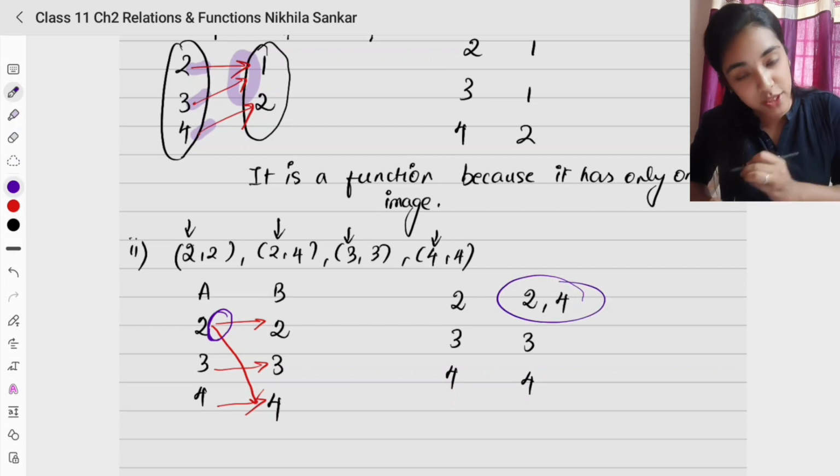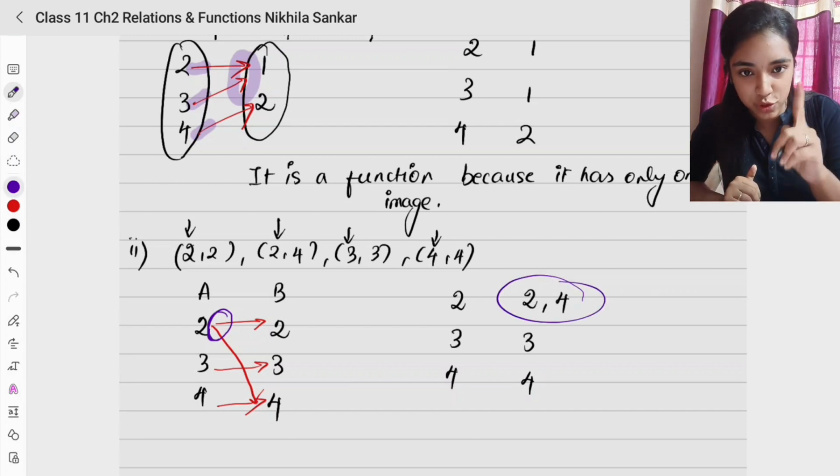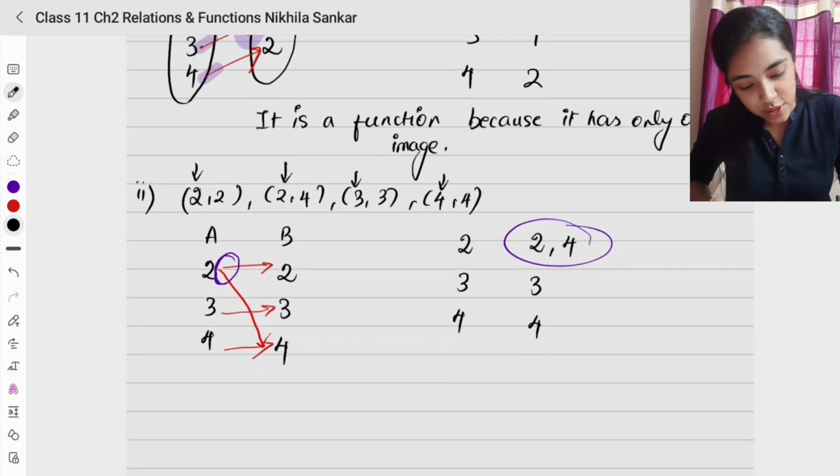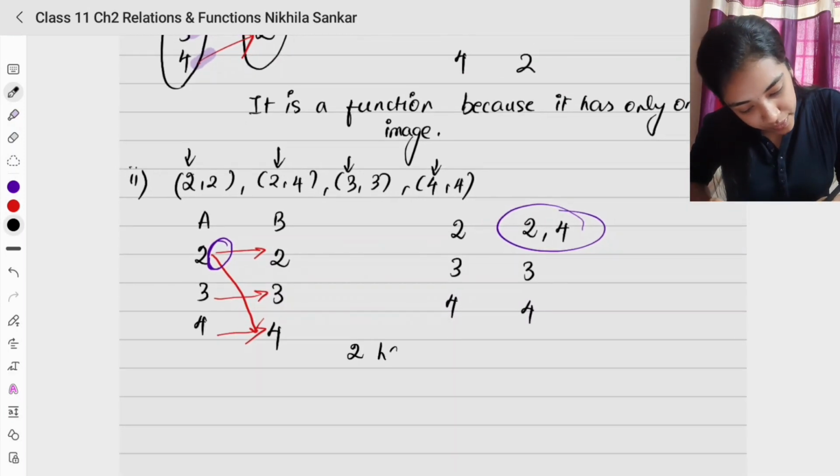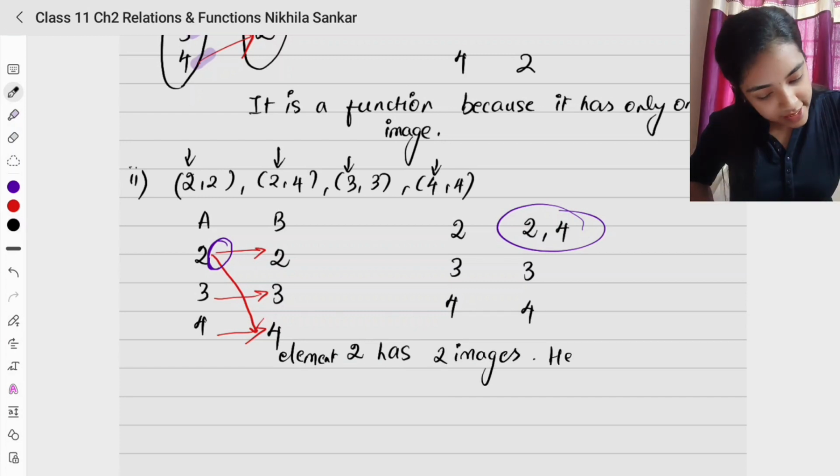I see that there are two images. Correct? There are two images, but there should only be one image. You understand? So, I have two images here. Element 2 from set A has two images. Hence, it's not a function. Okay?